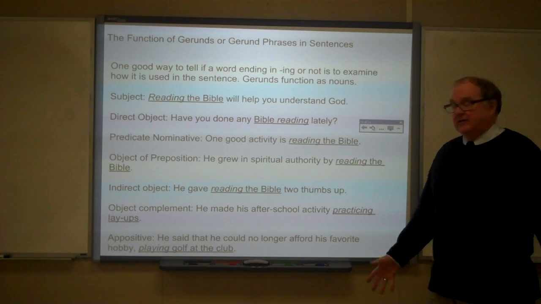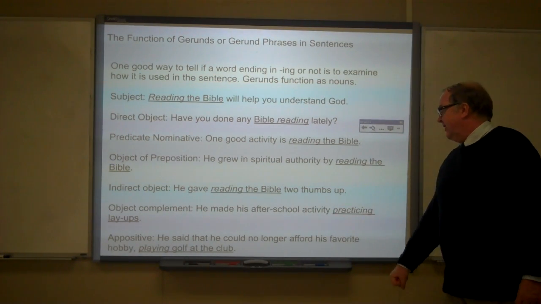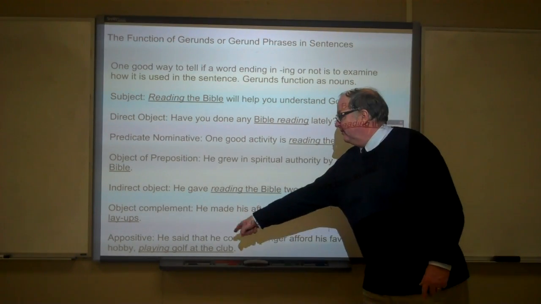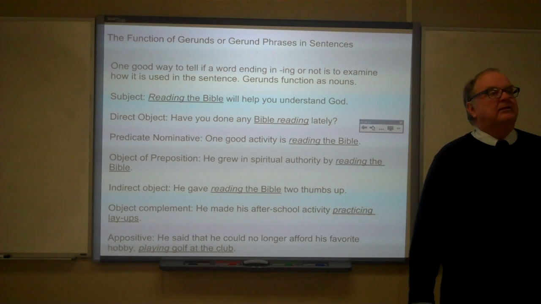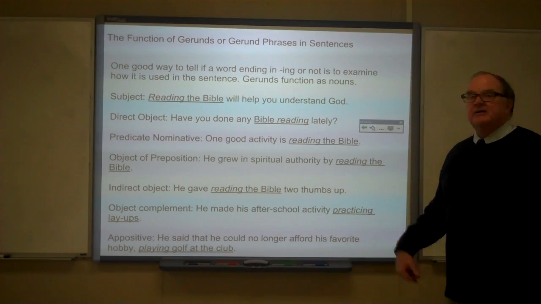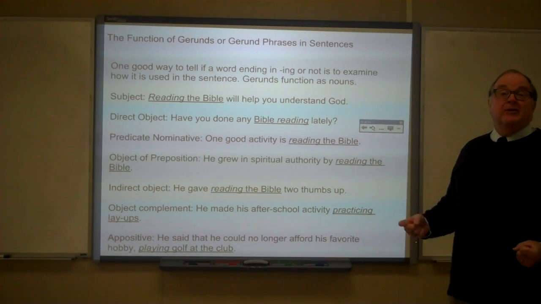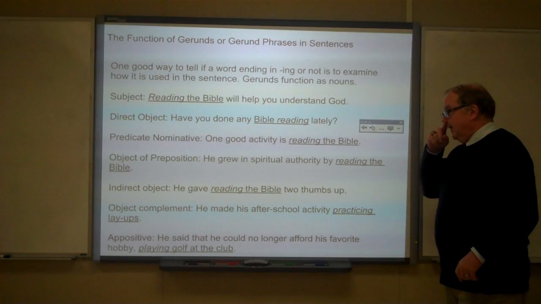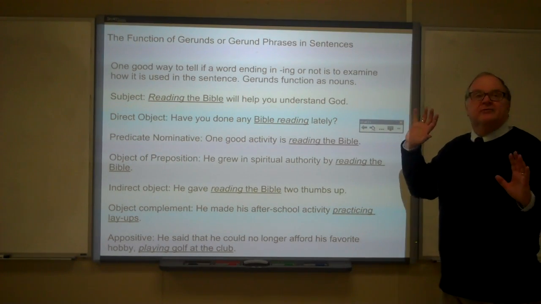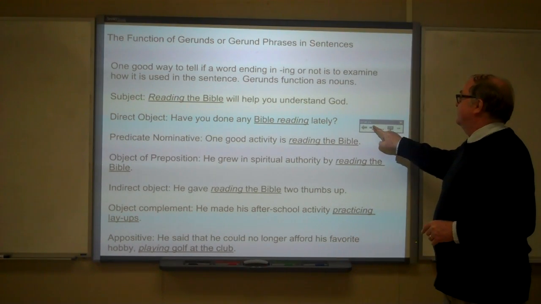And it can be an appositive. He said that he could no longer afford his favorite hobby, playing golf at the club. Okay, playing golf at the club renames hobby. What is his hobby? Playing golf at the club. Could be stamp collecting, something else, but that's a gerund. It's a noun ending in -ing. So, an appositive. So you can see gerund phrases can function many different ways in a sentence.